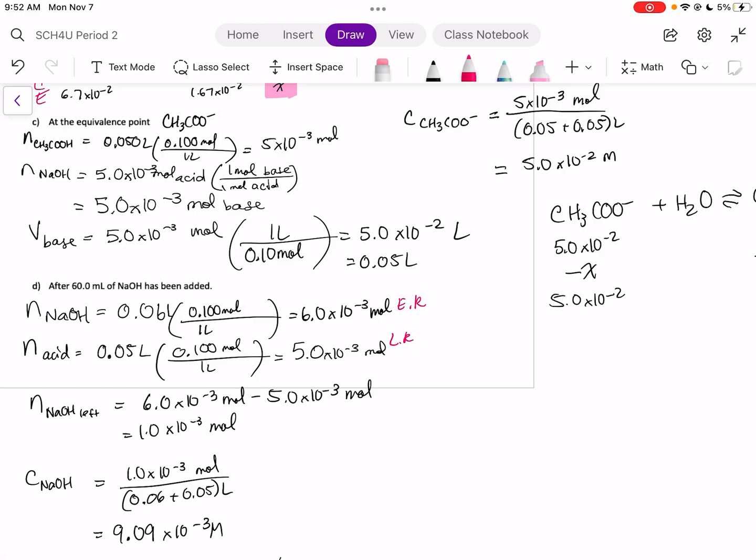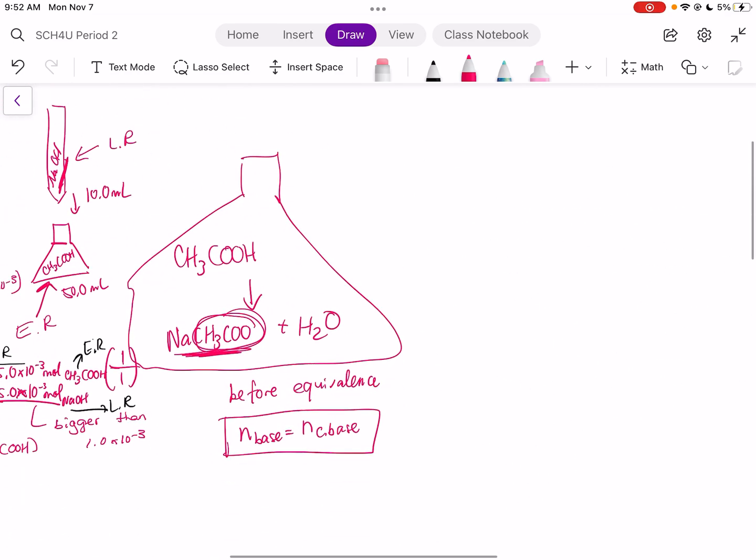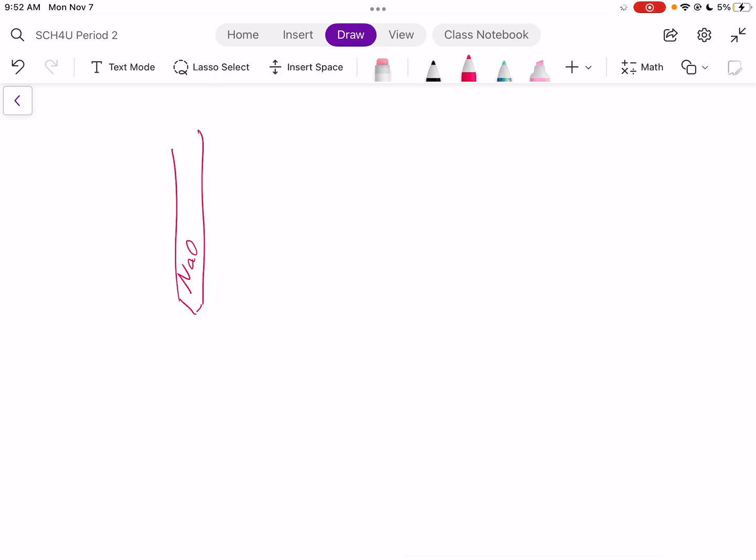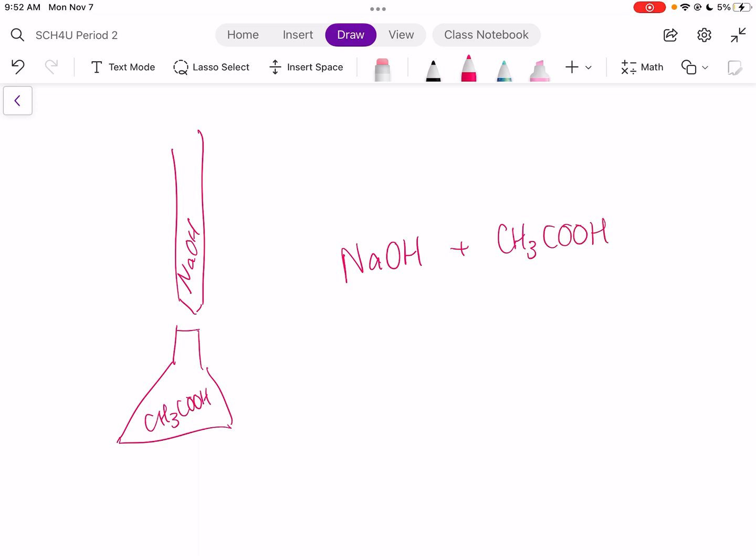All right, at the equivalence point, we have to think about what's happening in our titration. So again, we have our NaOH in our burette and our acetic acid in our Erlenmeyer flask. We're adding both, and it's making NaCH3COO, so sodium acetate and water.